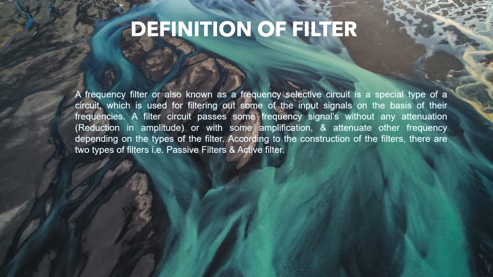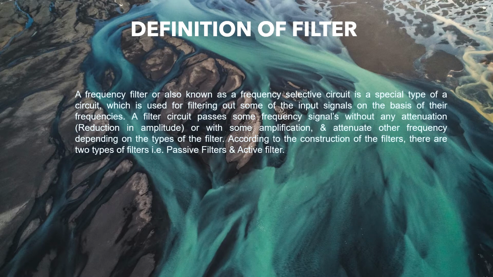Definition of filter. A frequency filter, also known as a frequency selective circuit, is a special type of circuit which is used for filtering out some of the input signals on the basis of their frequency. A filter circuit passes some frequency signals without any attenuation, or with some amplification, and attenuates other frequencies, depending on the type of the filter.